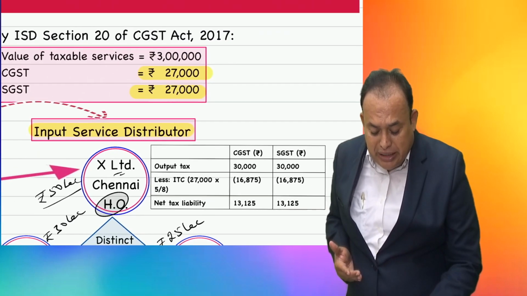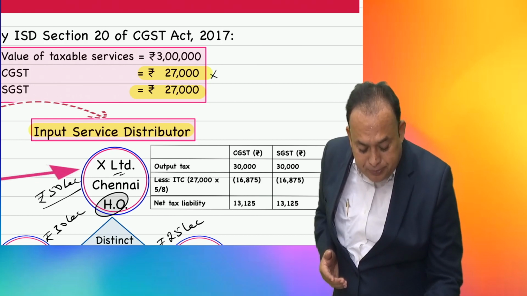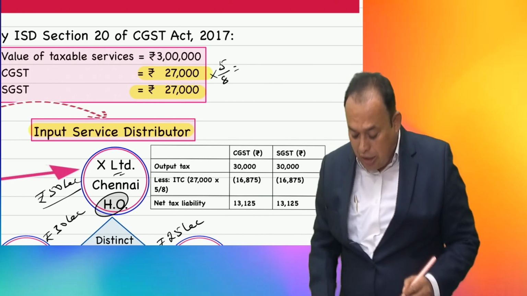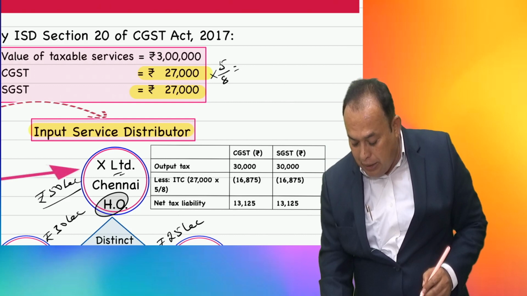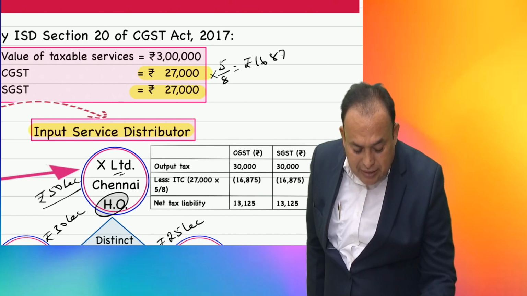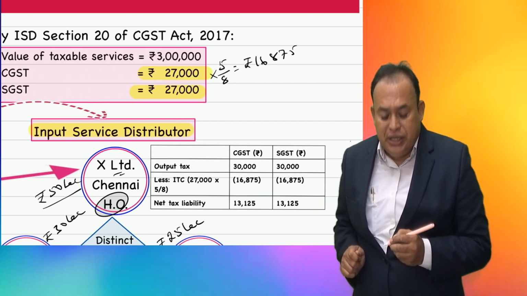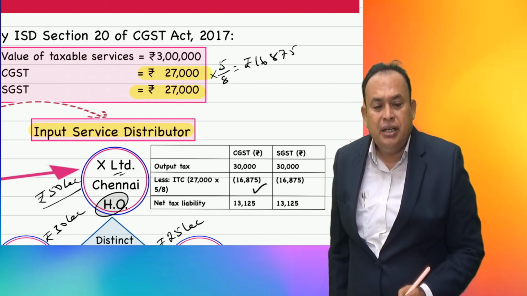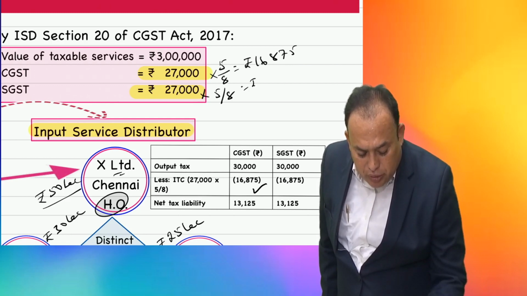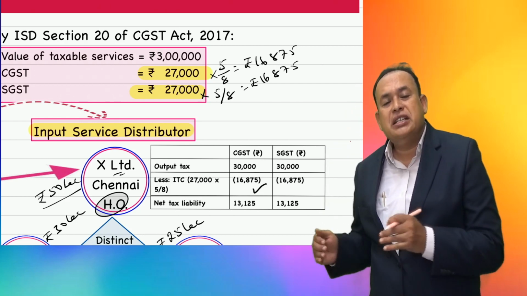Here, what amount of credit do we have? 27,000. 27,000 CGST credit multiplied by 5/8 goes to Chennai. How much comes? 27,000 into 5/8 is equal to 16,875, which is the CGST credit to the Chennai office. Yes, they avail the ITC of CGST. Further, here also SGST 5/8 is equal to 16,875. It belongs to the SGST credit of Chennai.